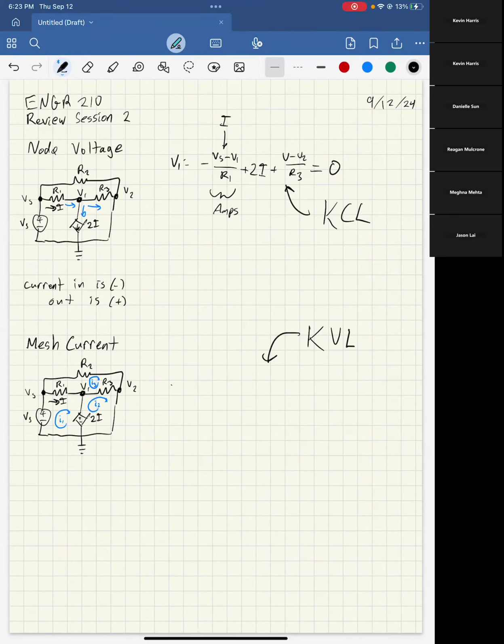So let's say for I1, we write a KVL equation around that I1 loop. What that's going to look like here is thinking back to the sign rule, the rule that says when voltages are positive or negative. I'm blanking on the name right now, but you guys know what I'm talking about.